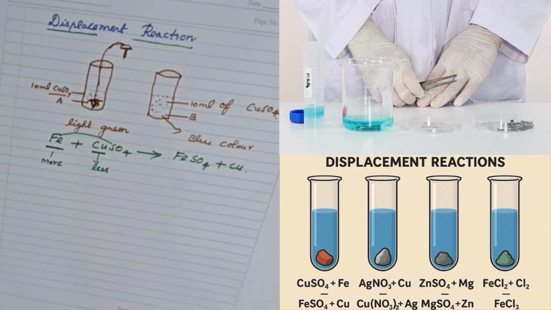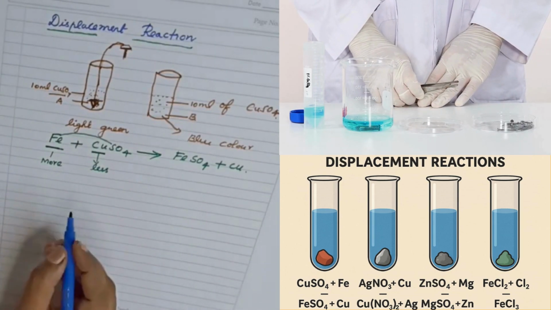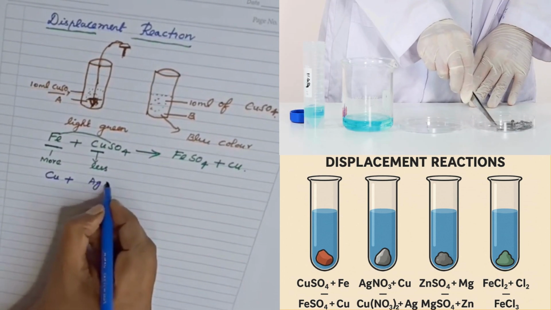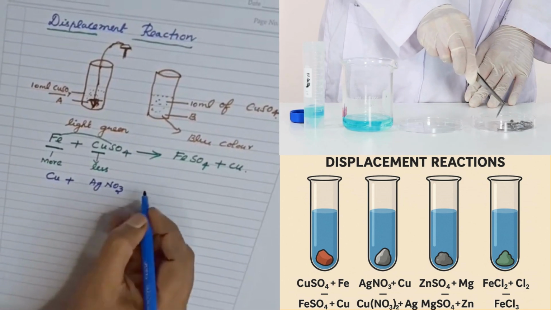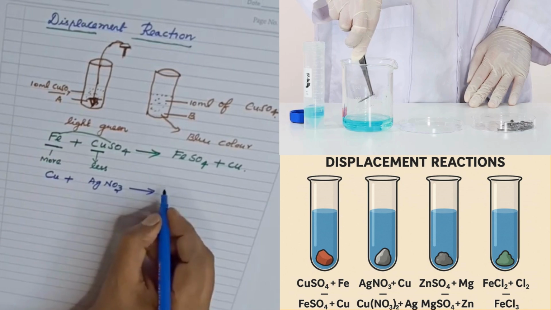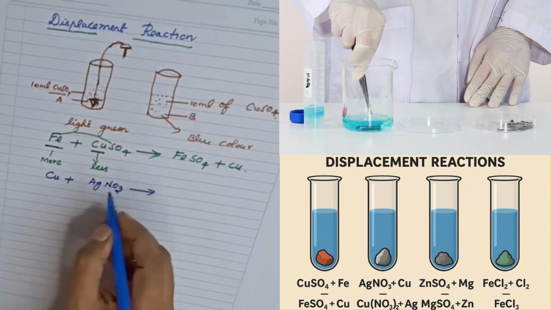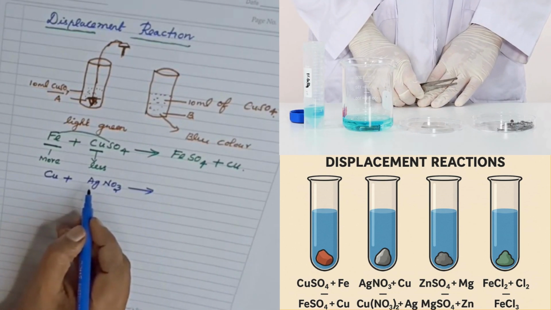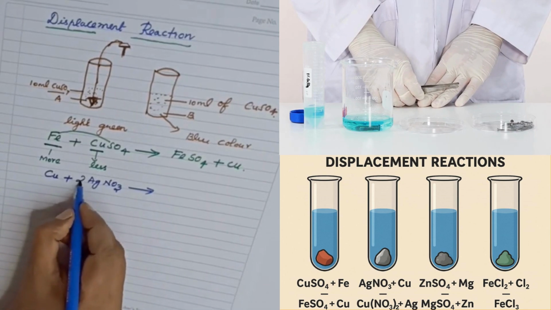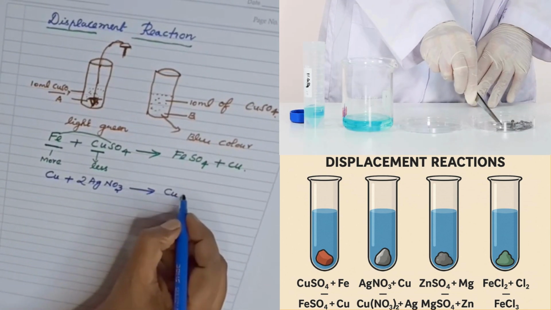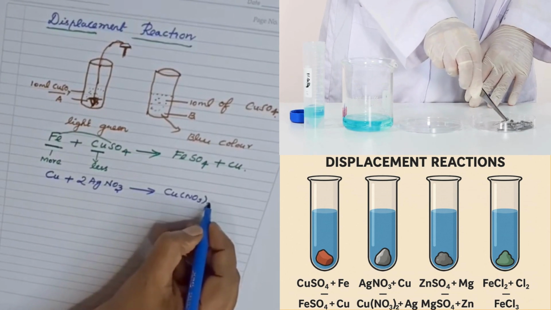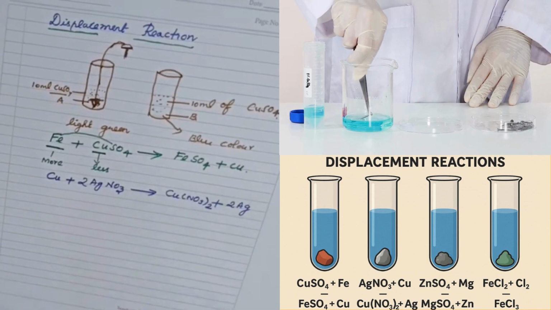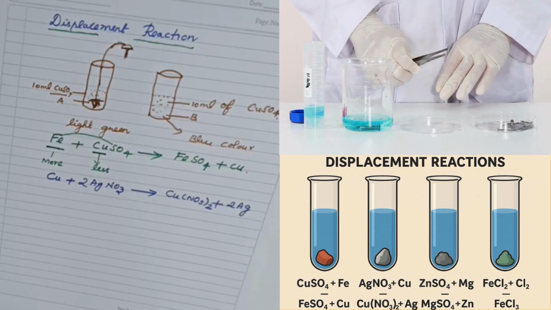We can write some more examples of this displacement reaction. For example, copper combines with silver nitrate. The silver nitrate formula is AgNO3. Copper combines with the silver nitrate to form copper nitrate and leaves silver. Here, Cu plus 2AgNO3 forms copper nitrate, Cu(NO3)2, plus 2Ag.